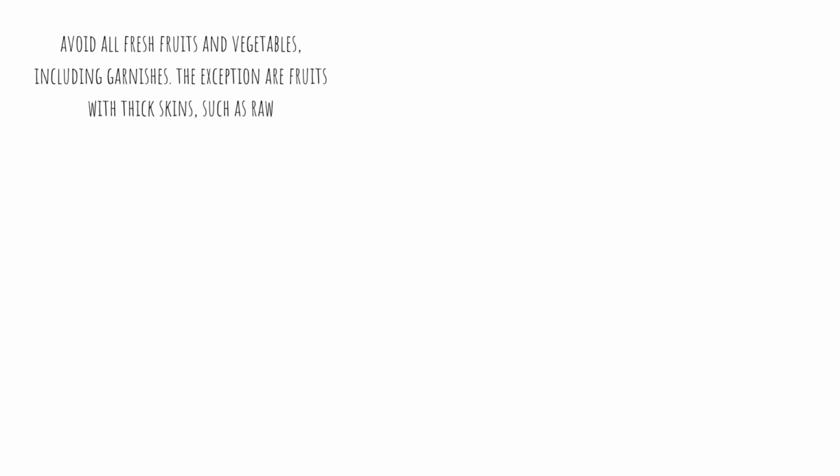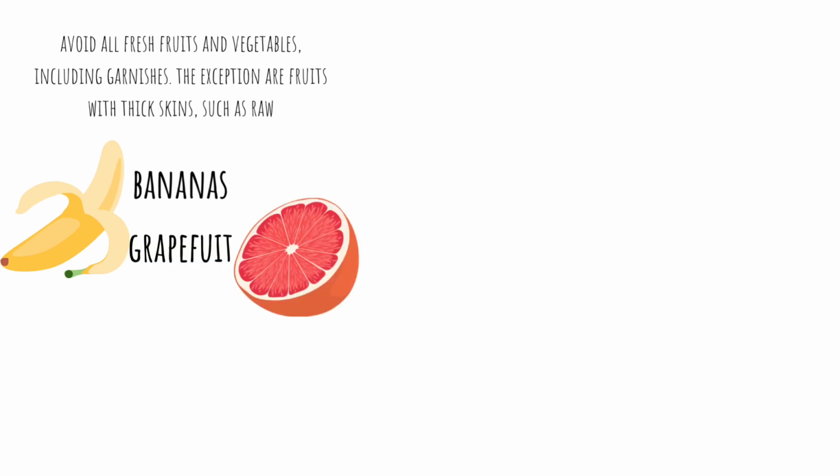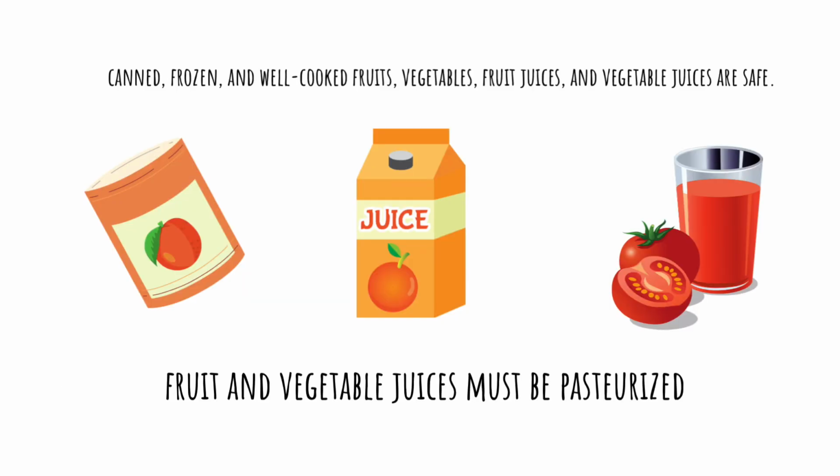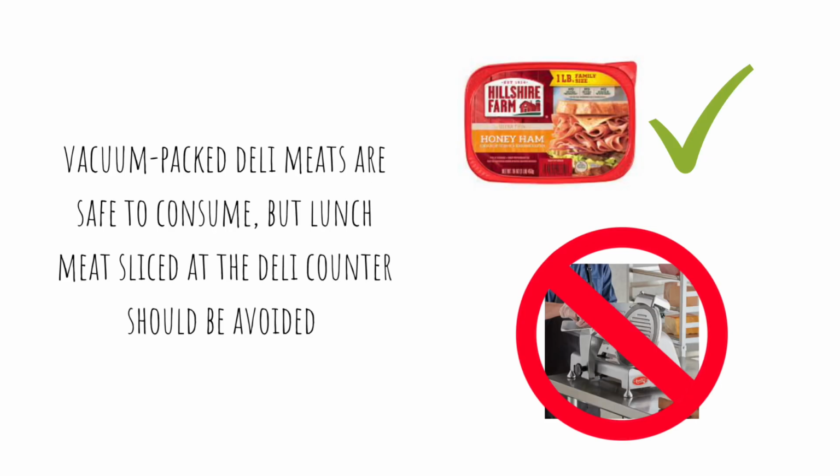Avoid all fresh fruits and vegetables, including garnishes. The exceptions are fruits with thick skins such as raw bananas, grapefruits, and oranges. These should be washed in cold water and then peeled by a nurse or family member. All other fruits and those with edible skin, including apples, grapes, and cherries, and all raw vegetables, including fresh salads, should be avoided. Canned, frozen, and well-cooked fruits, vegetables, fruit juices, and vegetable juices are safe. Fruit and vegetable juices must be pasteurized.